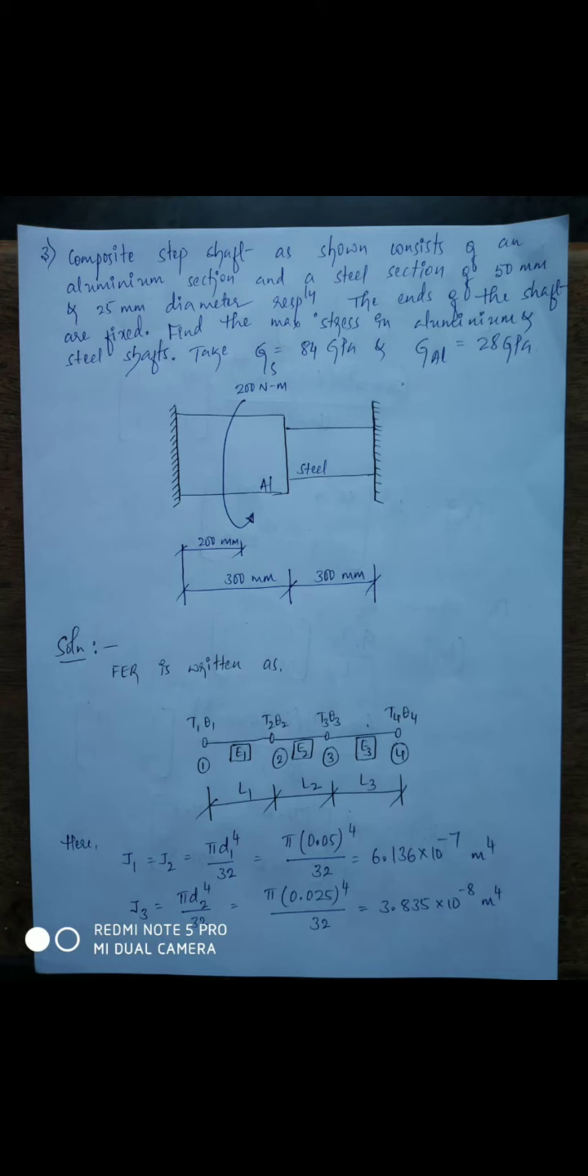Nodes 1 and 2 are joined together to get element E1. Nodes 2 and 3 are joined together to get element E2. Nodes 3 and 4 are joined together to get element E3. At each of the nodes 1, 2, 3 and 4, torques T1, T2, T3 and T4 are respectively applied, which results in the formation of angular displacements theta 1, theta 2, theta 3 and theta 4 respectively.